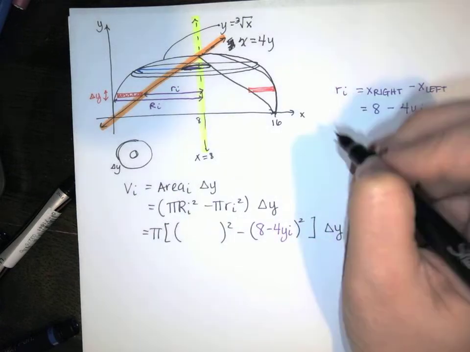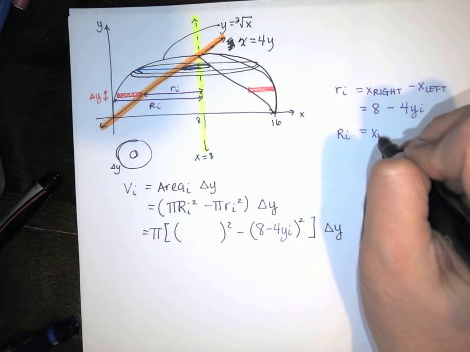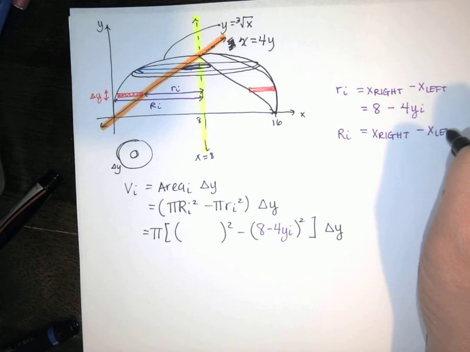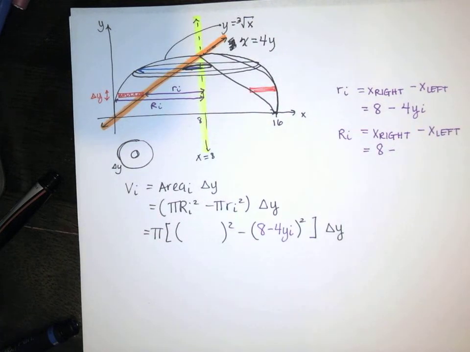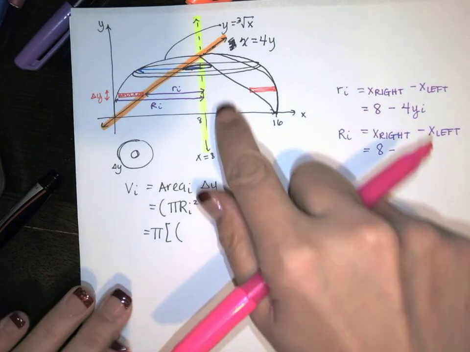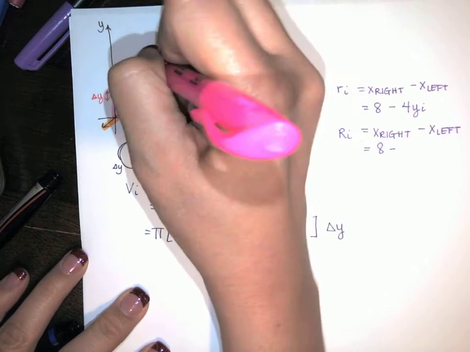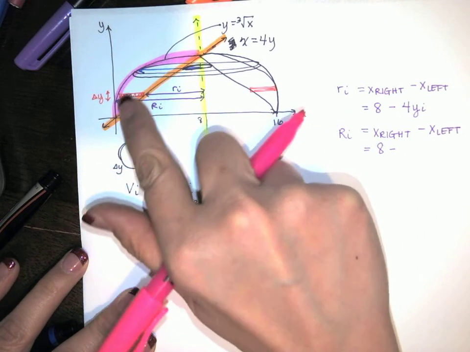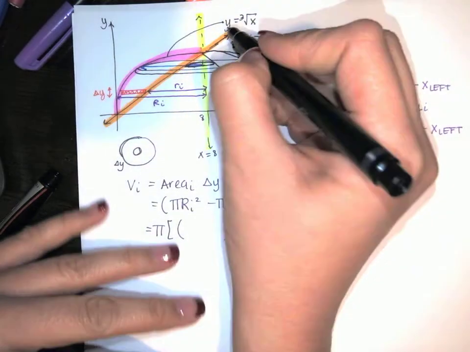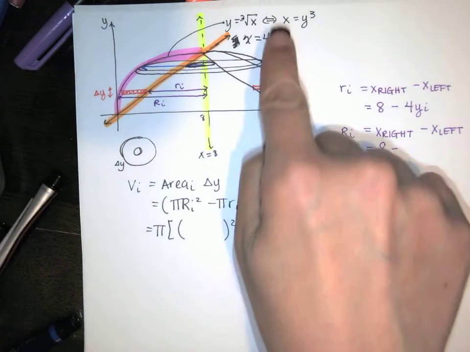The outer radius is very similar. It's horizontal. It's x on the right minus x on the left. That has not changed. And x on the right for the outer radius is still 8. Now x on the left is the x value on this curve. So I need x as a function of y on this curve, this pink curve. Well, it's not too bad. The equation of that pink curve is y equals the cube root of x. So let's solve for x by cubing both sides. We get x equals y cubed. So there's my x as a function of y.